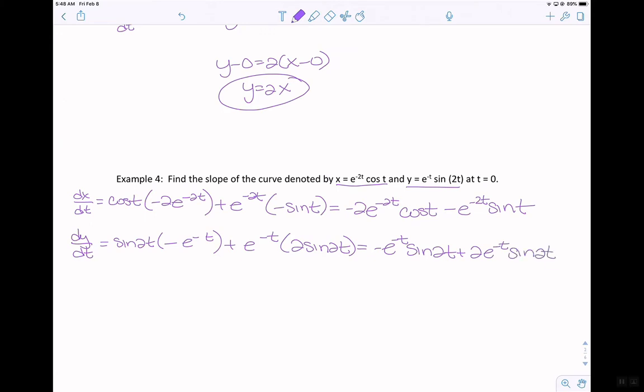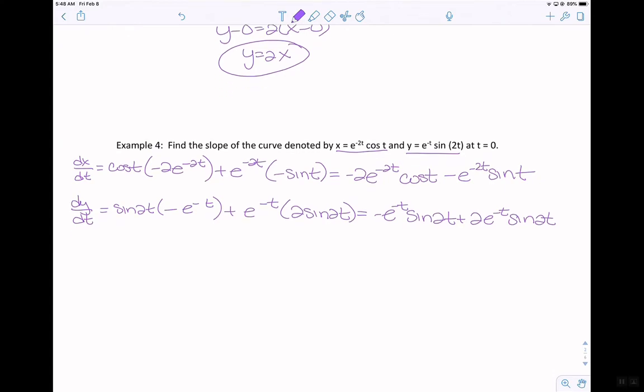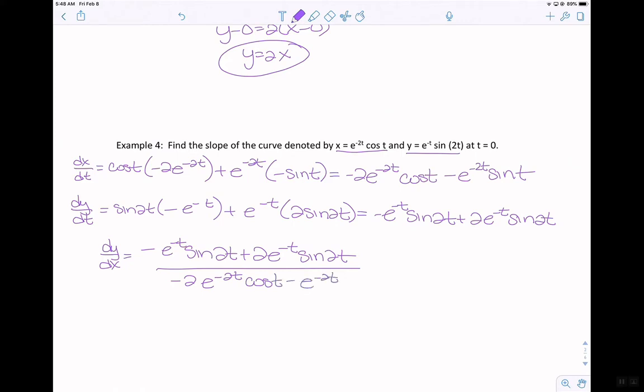So then negative e to the negative t sine of 2t plus 2 e to the negative t sine of 2t. And now what I'm going to want to do is write this as dy dx. So I need to take my dy dt and my dx dt and divide them. And then I'm going to plug in 0. So dy dx is equal to negative e to the negative t sine of 2t plus 2 e to the negative t sine of 2t, divided by negative 2 e to the negative 2t cosine of t minus e to the negative 2t sine of t.